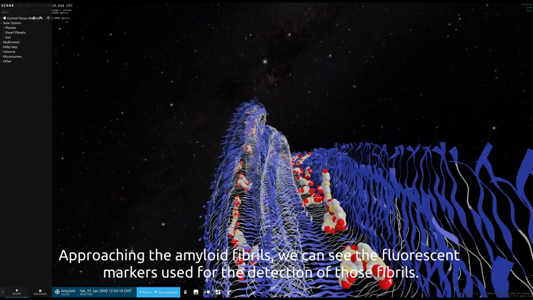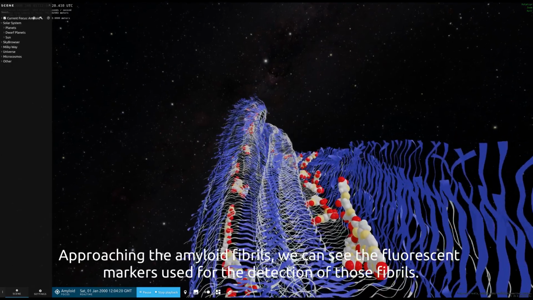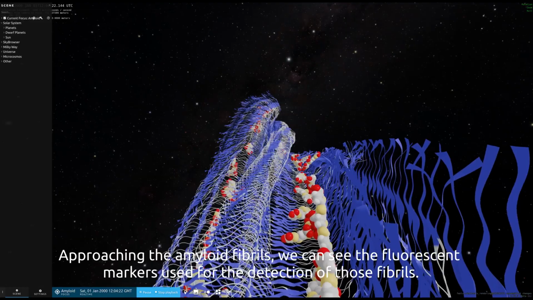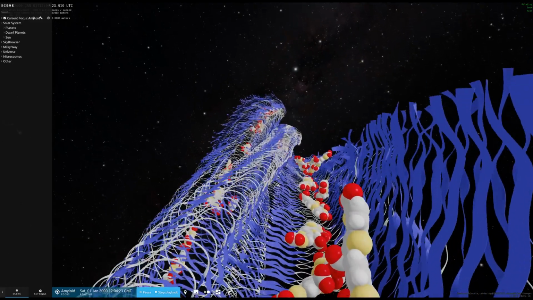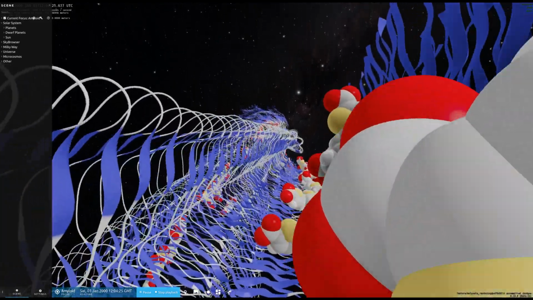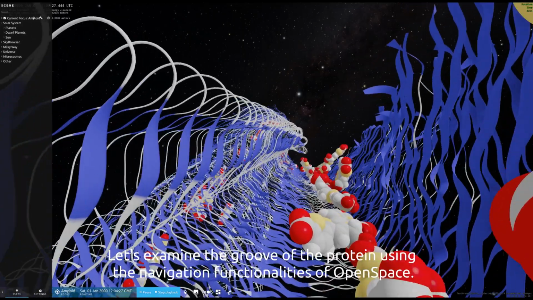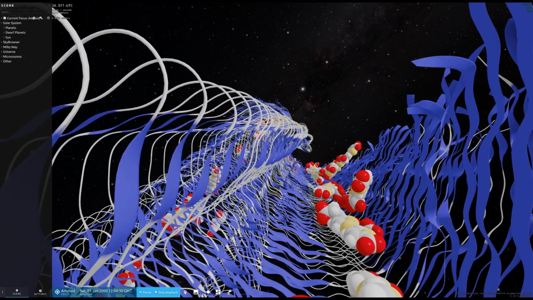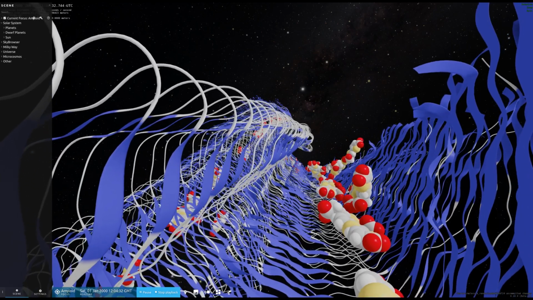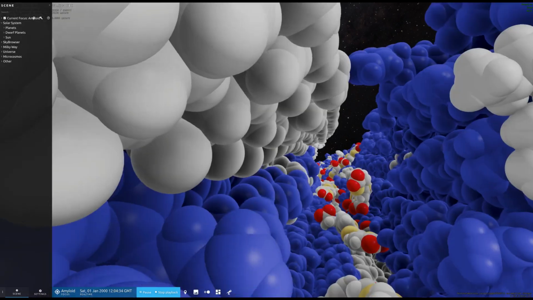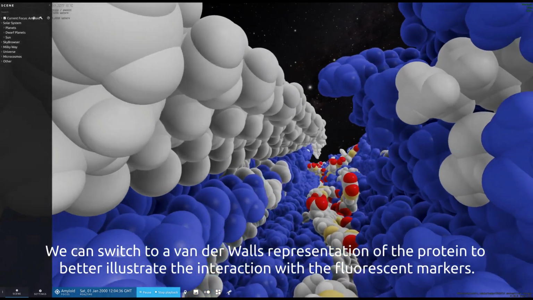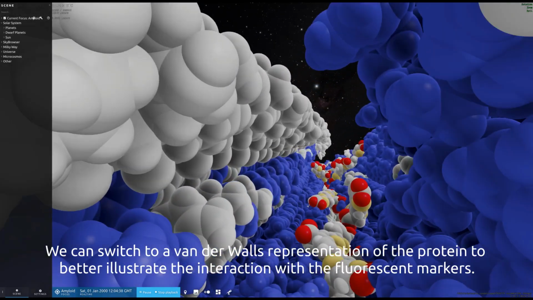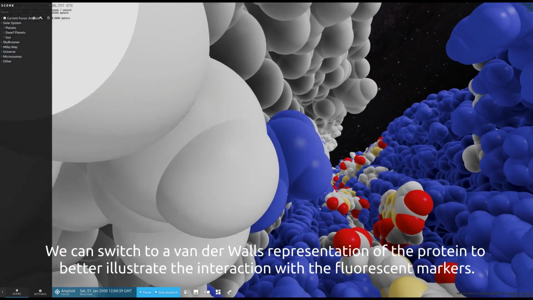Approaching the amyloid fibril, we can see the fluorescent markers used for the detection of those fibrils. Let's examine the groove of the protein using the navigation functionalities of OpenSpace. We can switch to a van der Waals representation of the protein to better illustrate the interaction with the fluorescent markers.